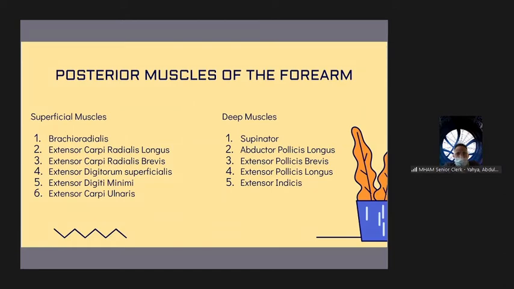These are the superficial muscles of the back of the forearm, mainly from the types of muscles that I discussed. And for the deep muscles, these are the supinator, abductor pollicis longus, extensor pollicis brevis, extensor pollicis longus, and last is the extensor indicis.